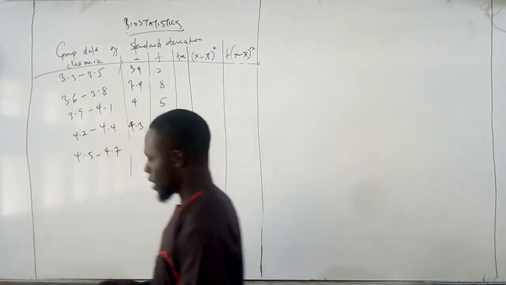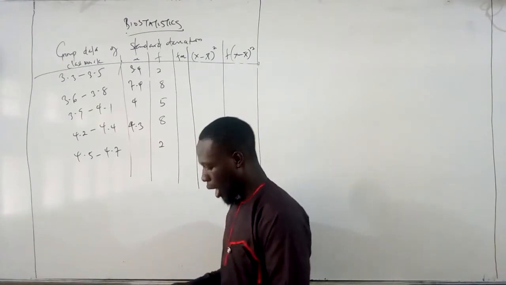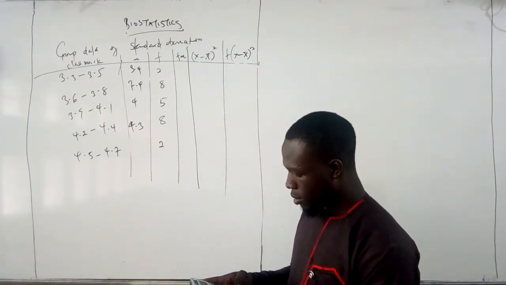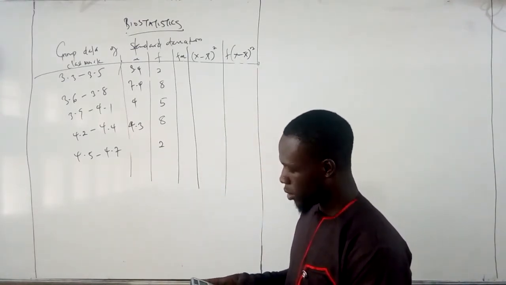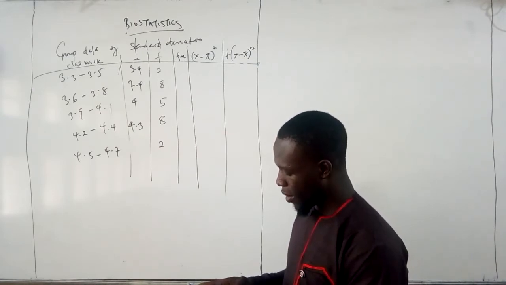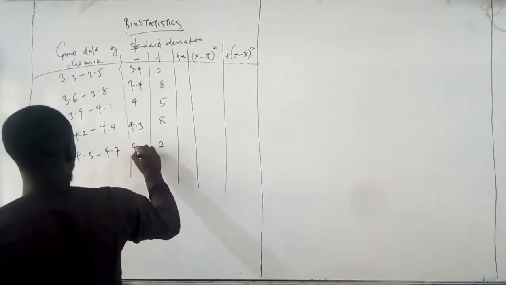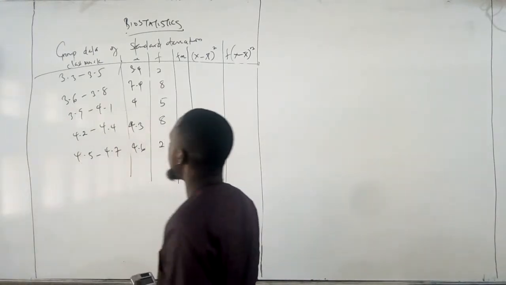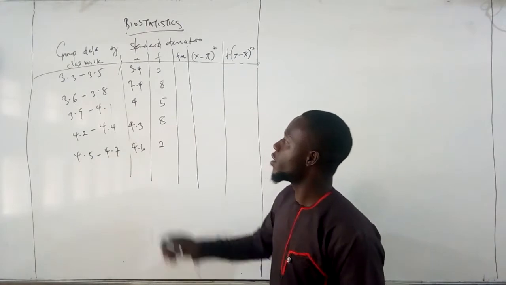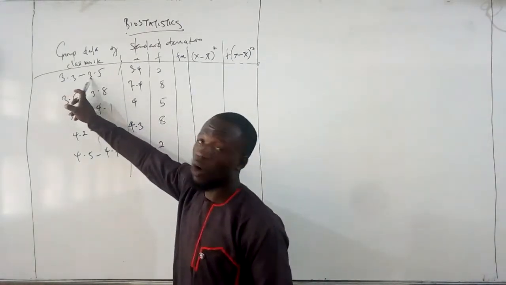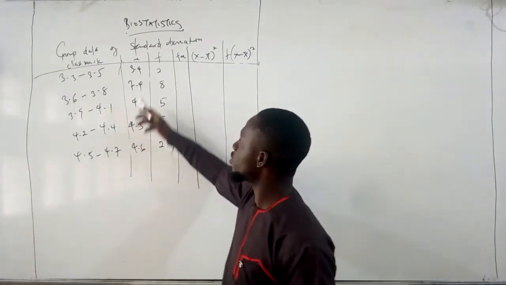We do the next one, 4.5 plus 4.7 divided by 2. What are you going to have? We are going to have 4.6. So having gotten our x, you see, we added the first value and the second one and divided by 2 to give us the x values.